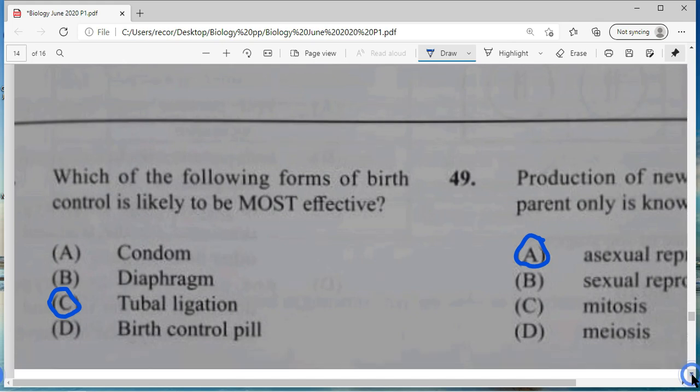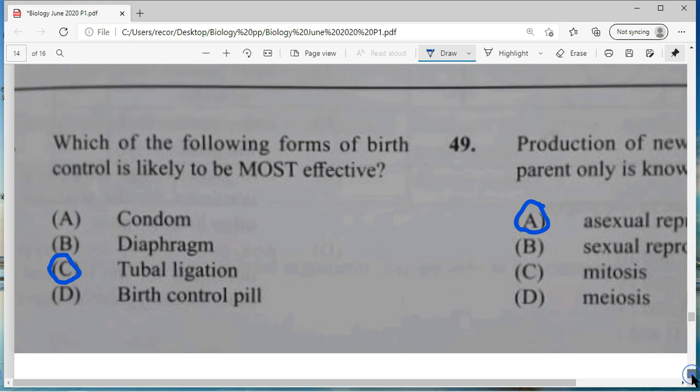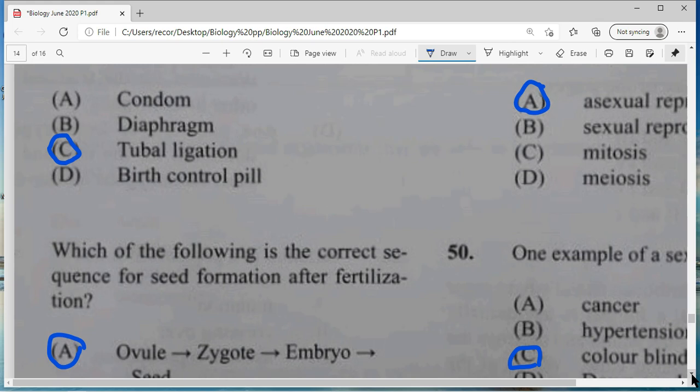No, the condom tends to burst sometimes, the diaphragm shifts sometimes, and sometimes it's not properly put in. So severing that tube through tubal ligation is of course going to be the best answer. C being the best answer here. Birth control pills, persons miss them at times and they say that they don't work, that type of thing. Persons have their different experiences. So C there is the answer.